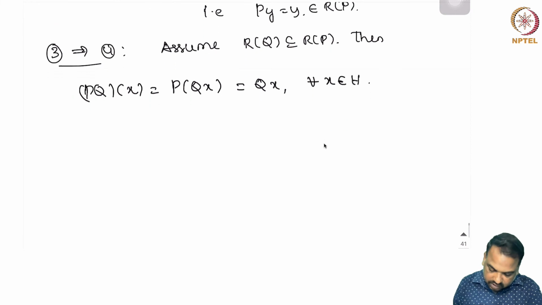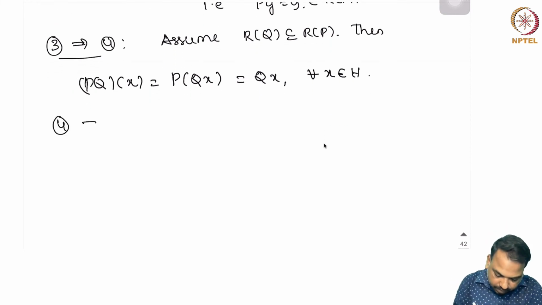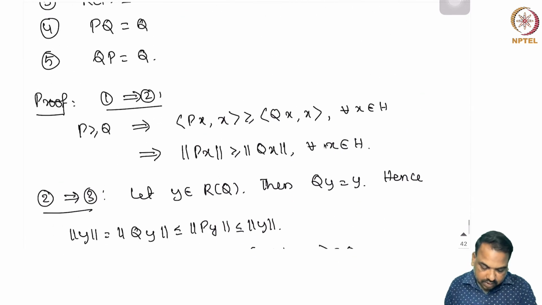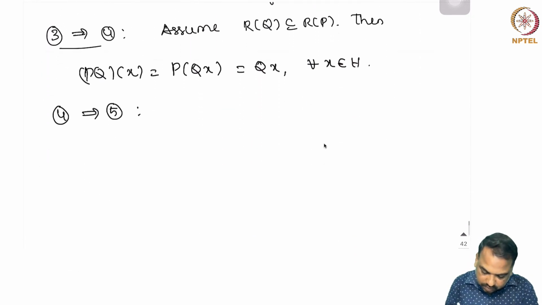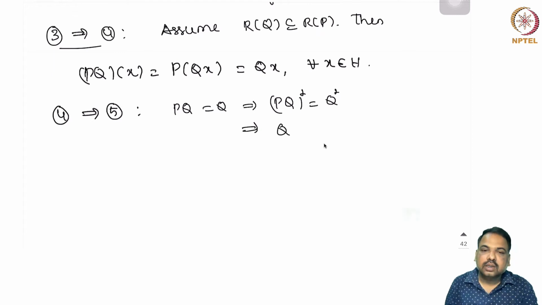Now 4 implies 5 is trivial. So PQ equals Q. Taking adjoints, (PQ)* is Q*, and this implies Q* P* is Q*, but all are self-adjoint. So QP is exactly Q.